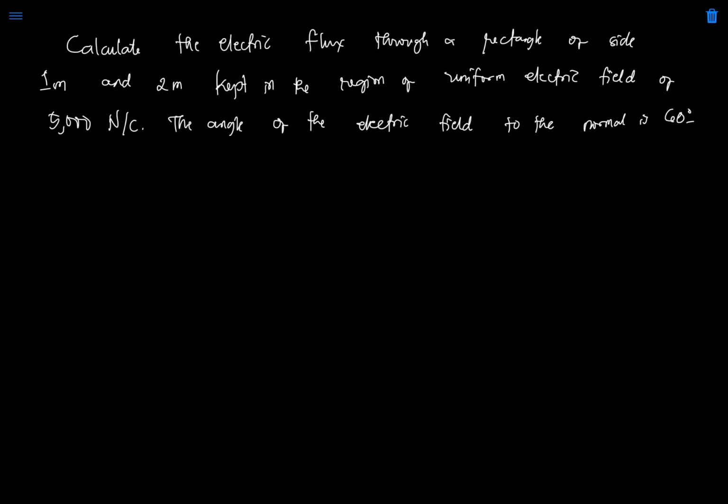So we have a rectangular surface which has a dimension of 1 meter by 2 meters. So for example, this is the normal line, and the orientation of the electric field to the normal is 60 degrees. So let's say that we have the electric field oriented this way. So the angle phi is equal to 60 degrees.